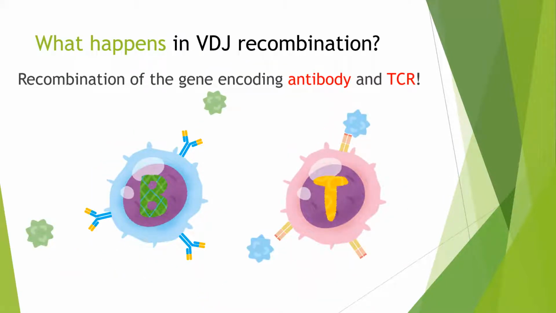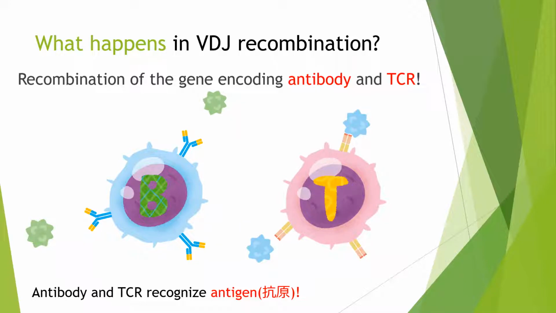To be more precise, VDJ recombination is the recombination of genes encoding antibodies in B cells and TCRs in T cells. Using antibodies and TCRs, these immune cells respond to a variety of substances. The substances which immune cells recognize are called antigen.